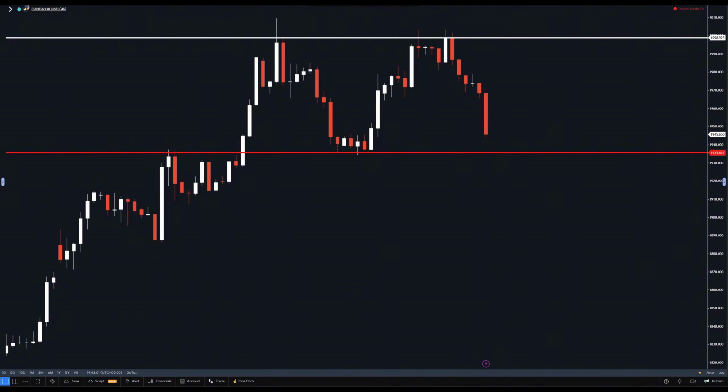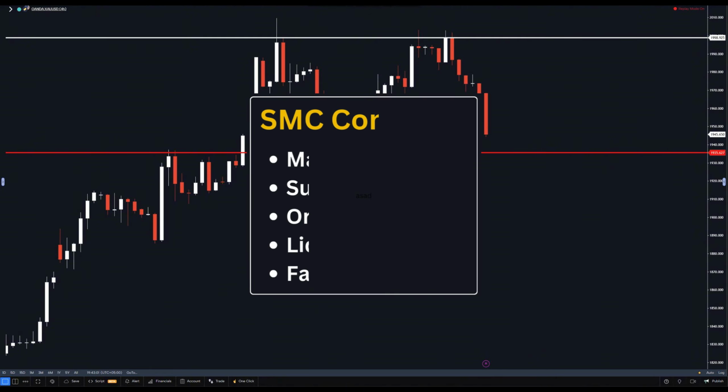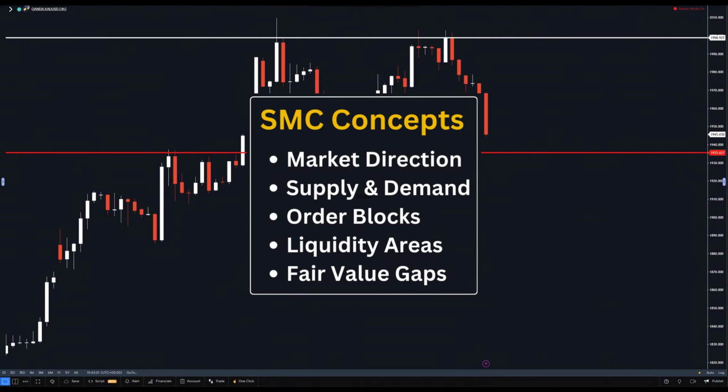And second, we can use these levels as our take profit targets, because there's a high chance for the price to reject from these levels. As the 4-hour is where we fully apply smart money concepts, including identifying market direction, supply and demand areas, order blocks, liquidity areas, and fair value gaps.